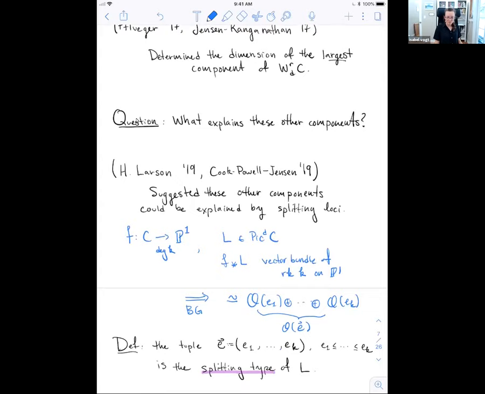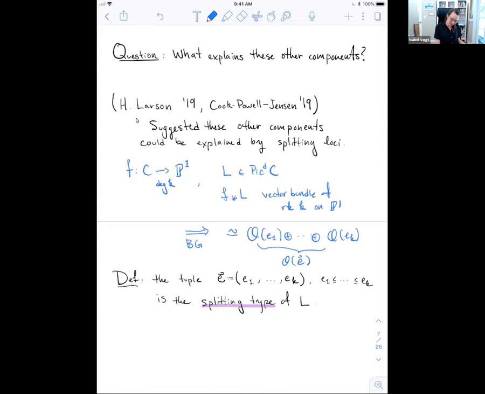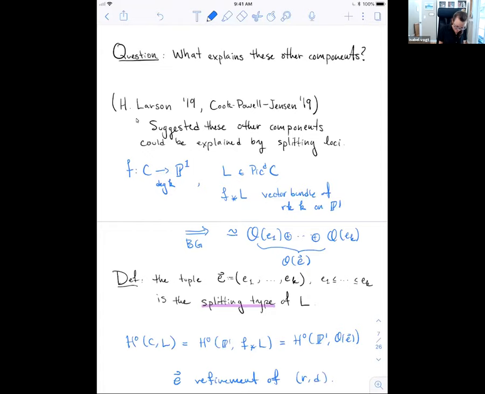The reason why Hannah, Kaelin and Dave proposed the splitting type as a refinement is because this finite map F from C to P1 is, of course, affine. And so the space of global sections of the line bundle L on C is identified with the space of global sections on P1 of its push forward, which is very combinatorially calculated in terms of the splitting type O of E. So in particular, this tells us that knowing this splitting type E is a refinement of the pair R and D. So there's our potential new discrete invariant.